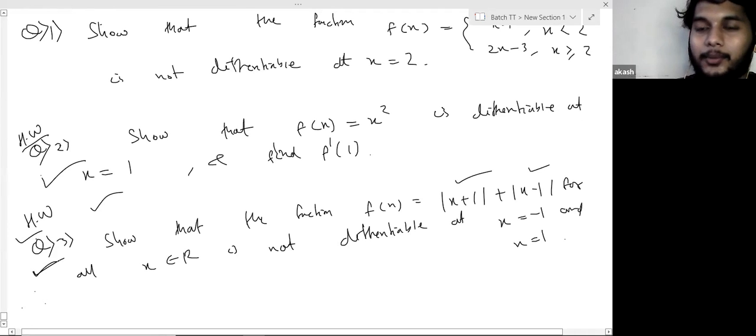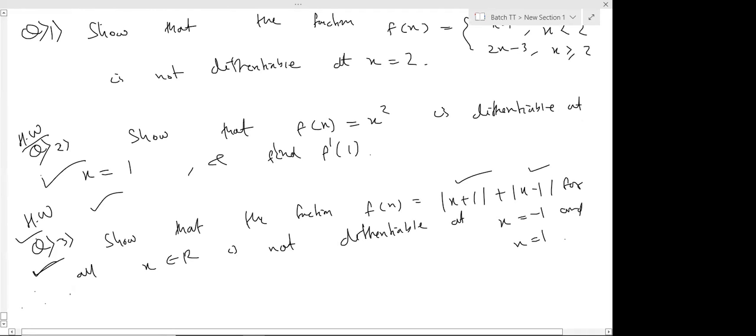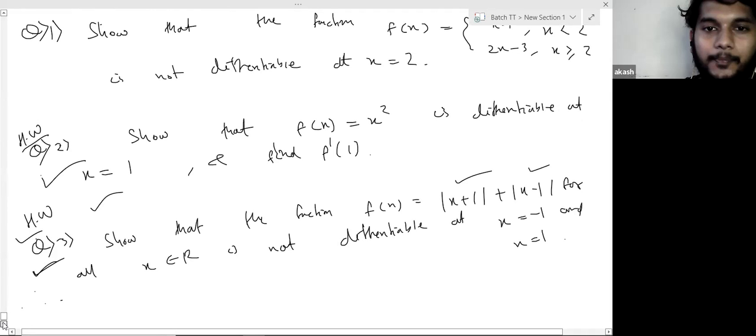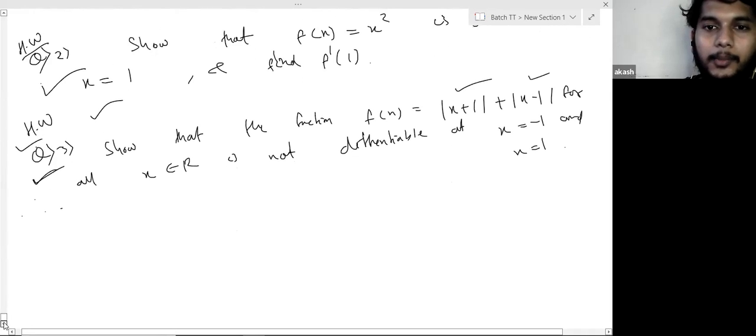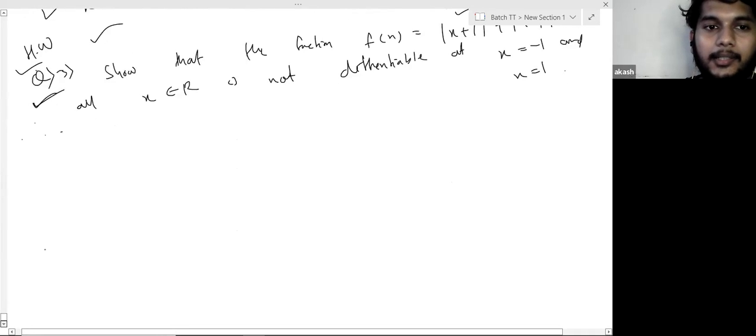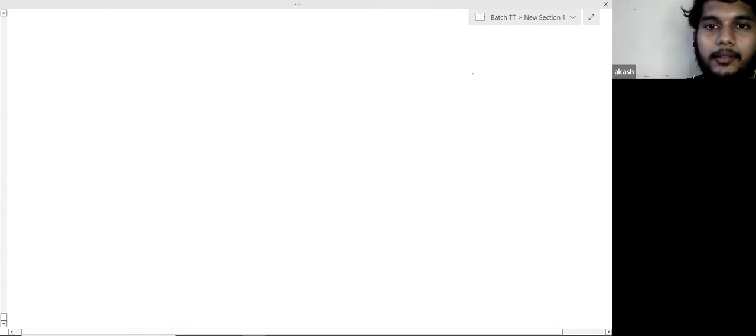All right, you guys noted down this question? Yes, sir. All right, so let's move on. This is all about differentiability. Let's understand why we got that formula for LHD. The theorem.